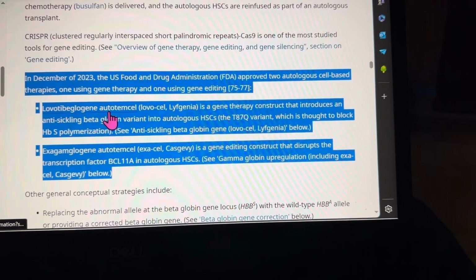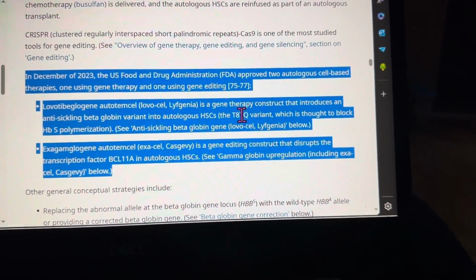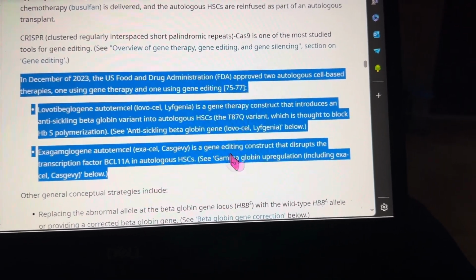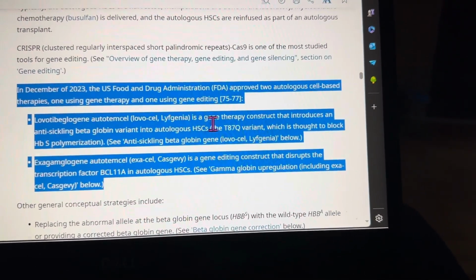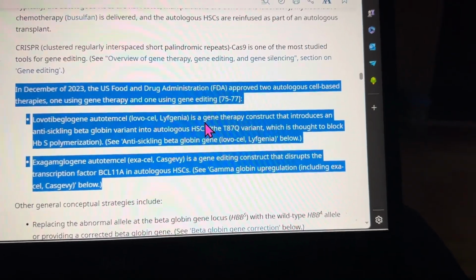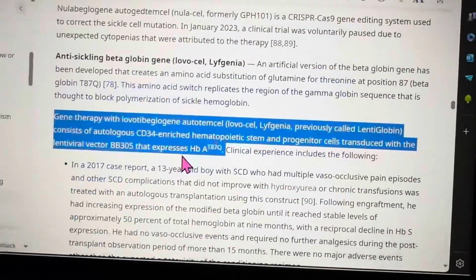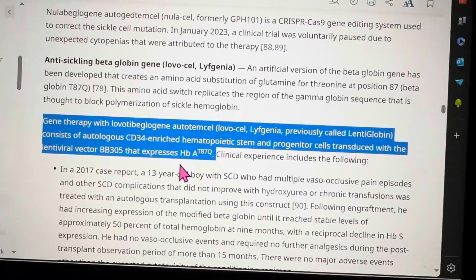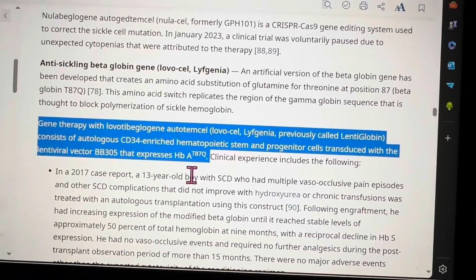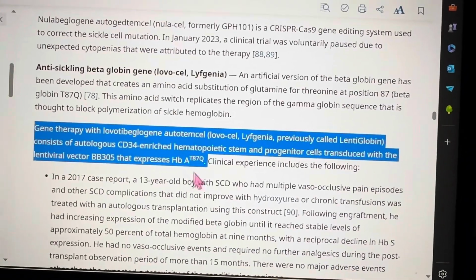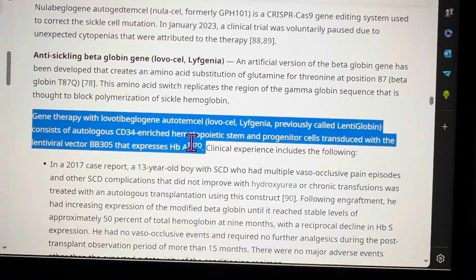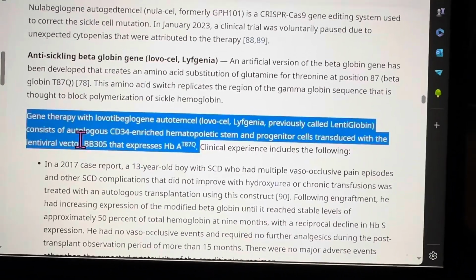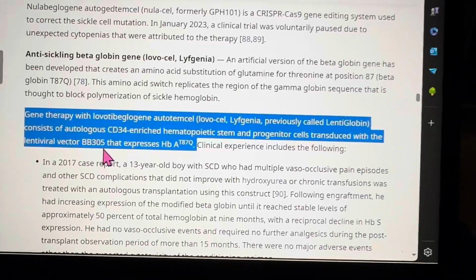So lovotibeglogene autotemcel is gene therapy, and exagamglogene autotemcel is gene editing. Now in gene therapy, because this is not the main topic for today, the basic aim is to express hemoglobin A, T87Q. This hemoglobin is resistant to polymerization. So how will we do it? We will do it with the lentiviral vector BB305.